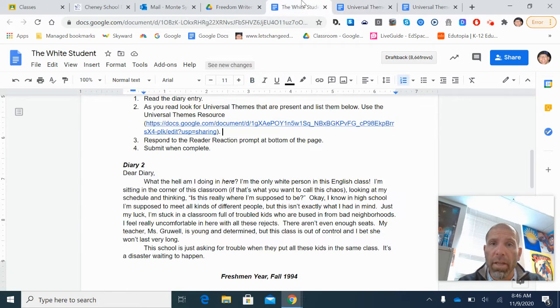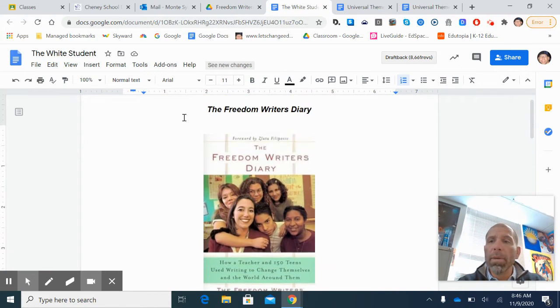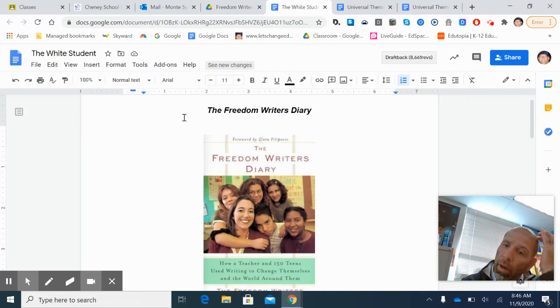The second activity actually begins our work with a book that's called The Freedom Riders. Okay, we're not going to read the whole thing. We're going to do quite a bit of work with it. And we are just going to present the different diary entries to you. It's actually based on a true story.